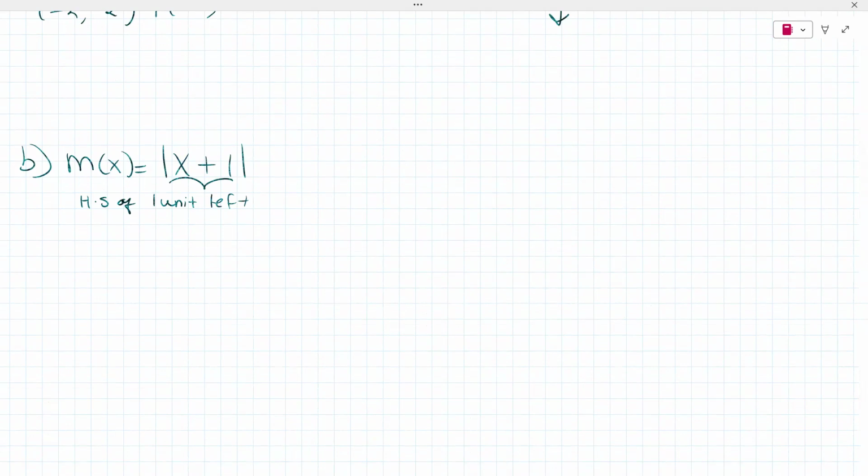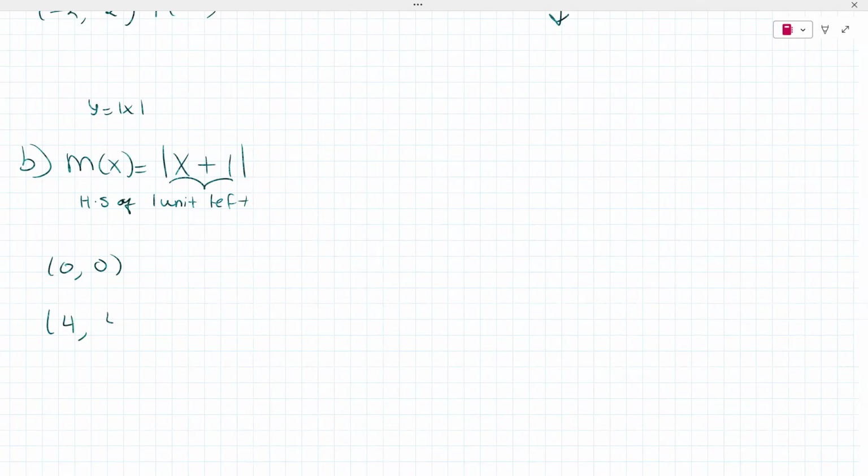So what you could do is make a table, or you can start with the parent function, right? You can start with y equals absolute value of x and pick some 3 points from that. So maybe if I use 0, 0, and then maybe I'll use 4.